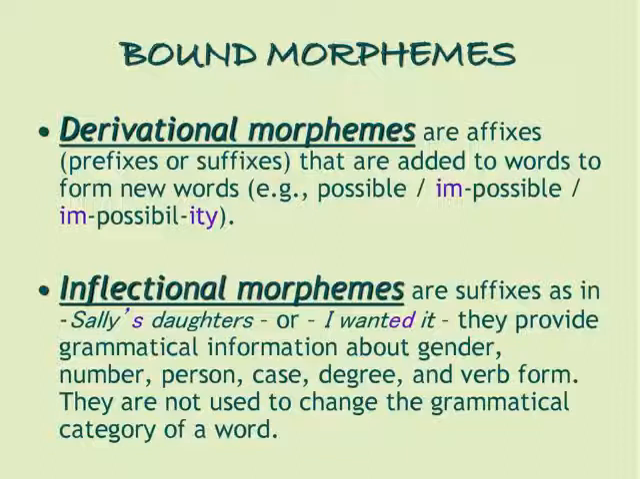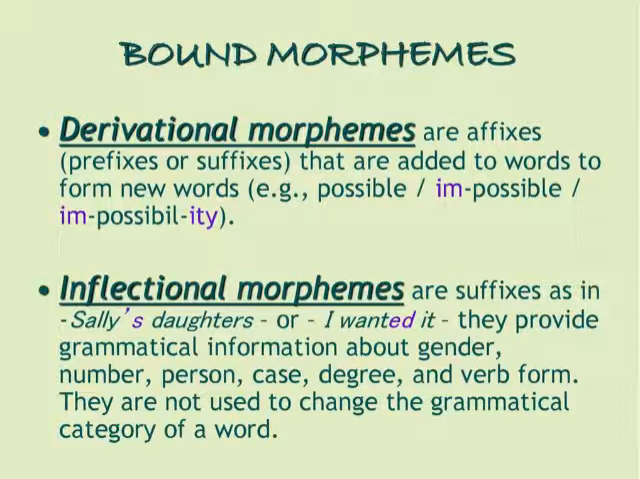Let's look at the next slide. Bound morphemes and derivation. Bound morphemes are again divided into two subsections, derivational and inflectional. So what is derivational? Derivational morphemes are affixes, suffixes and prefixes, that are added to words to form new words. Like possible, if you add a prefix it becomes impossible, or ity, if you add it as a suffix, it becomes impossibility. So derivational morphemes are all suffixes and prefixes, which are called affixes.